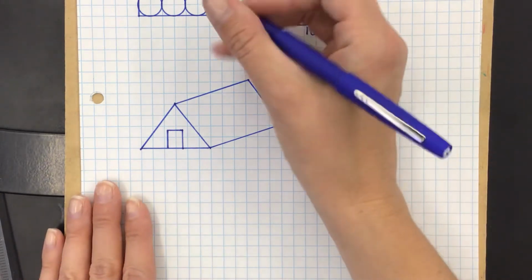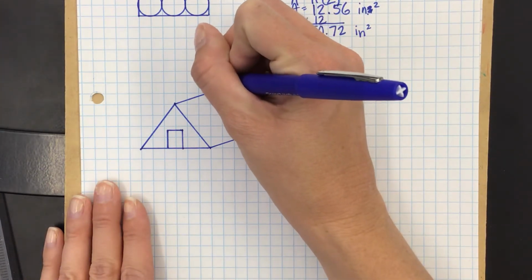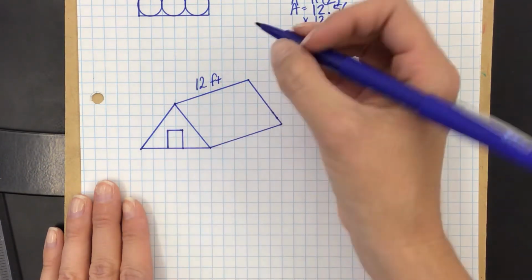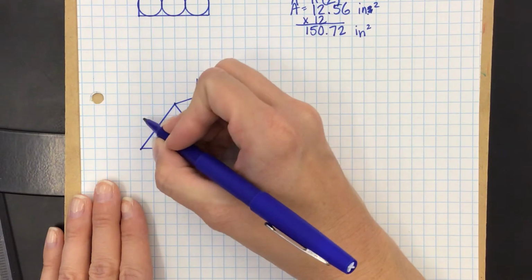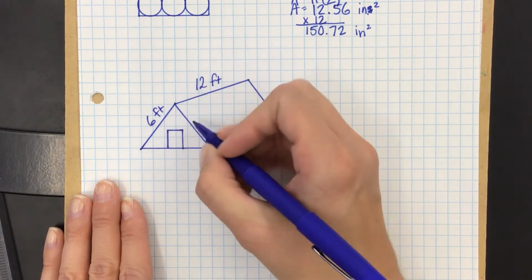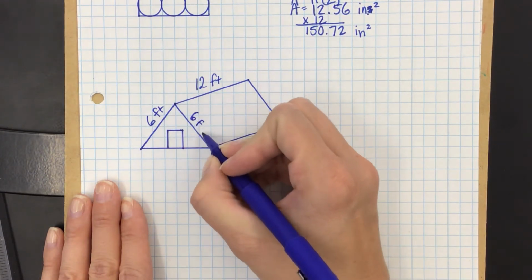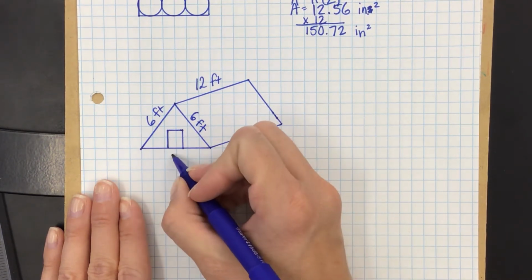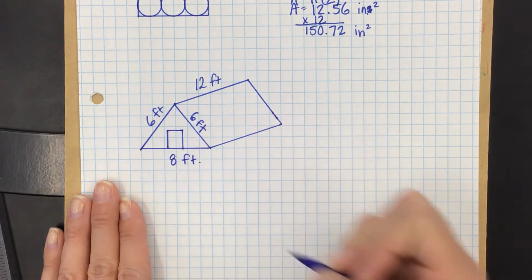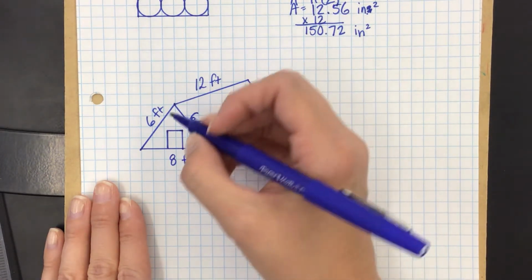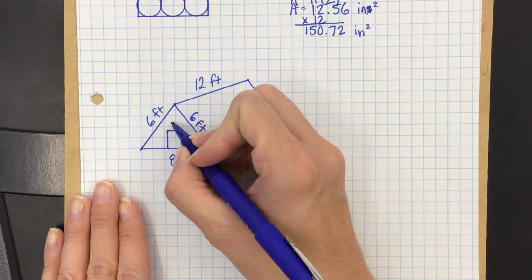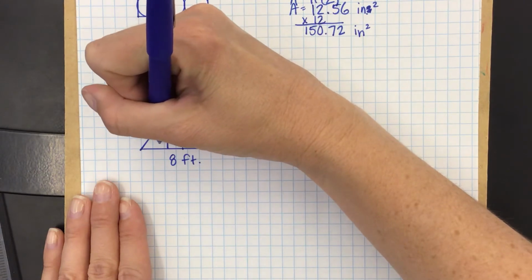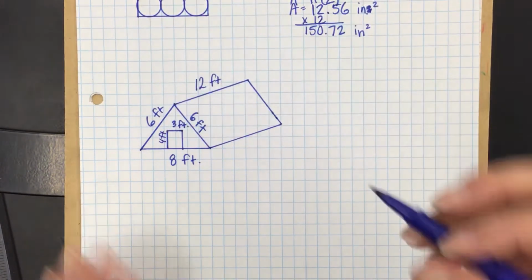Okay, so let's say that this tent is 12 feet. The sides of the tent here are 6 feet and 6 feet. And the length of the bottom of the tent here is 8 feet. And our door is going to be 3 feet by 4 feet. So that's kind of a small door.